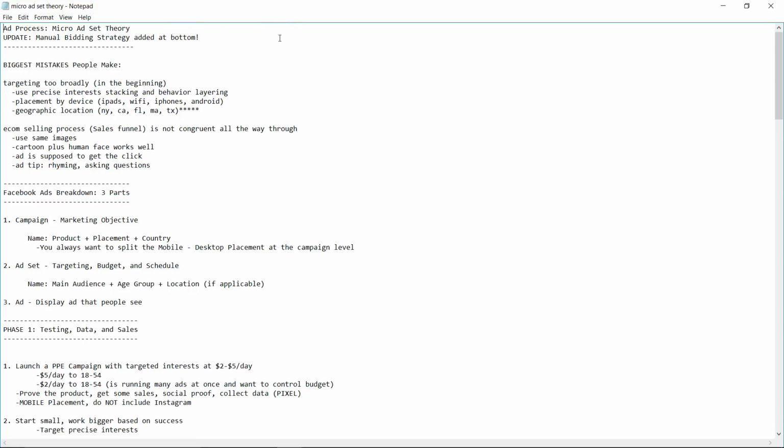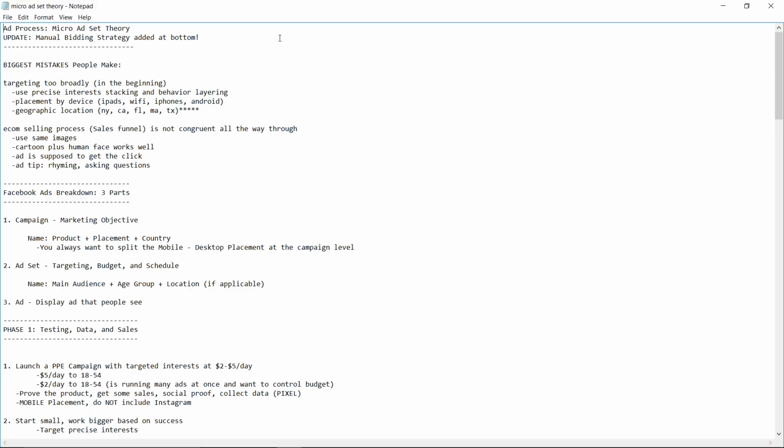Now, I want to start out by addressing the people who are already involved in Facebook ads. There's a lot of noise going on right now with people talking about targeting broad as opposed to targeting precise. Okay, and if this is the first time you're hearing this, we did cover this in the targeting section, the difference between precise and broad.